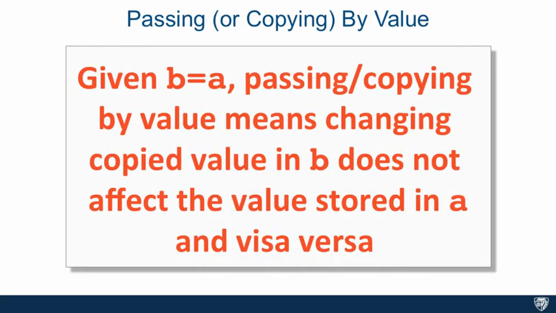Now, first of all, what does it mean to pass or copy variables by value? The loose definition is that given b equals a, so if you have an a and a b, you're copying the contents of a into the variable b. So passing, when it's talking about functions, or copying in the case of just regular equality, b equals a. Copying or passing things by value means that changing the copied value in b does not affect the value stored in a, and vice versa. So if I change b after I've copied the value of a into b, a stays the way it was before and b changes but does not affect a.